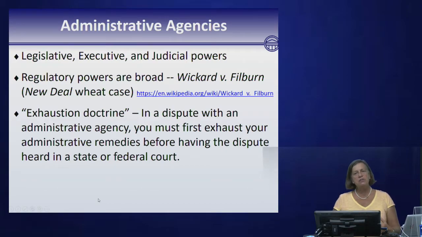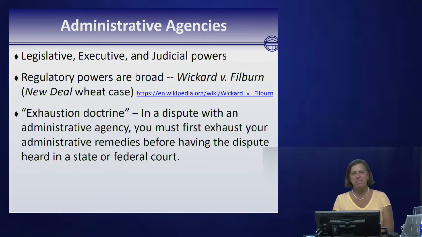Administrative agencies. You also learned that part of our body of law includes administrative regulations. There are hundreds of administrative agencies if you count state administrative agencies and federal administrative agencies. Administrative agencies are not elected bodies, and they have a lot of power. An administrative agency combines legislative, executive, and judicial powers. Their regulatory powers are quite broad, and these powers were expanded in the 1930s with a famous case known as Wickard versus Filburn, also known as the New Deal wheat case.